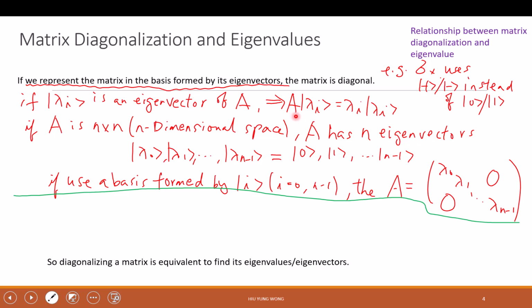You don't have to. When we say A times this vector is equal to a number times that vector, this number is the eigenvalue, and this is the eigenvector. And then we say we form the basis by using these eigenvectors. With that, A can be represented by this diagonal matrix with the eigenvalues along the diagonal.